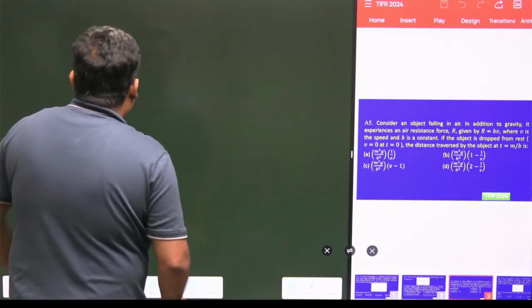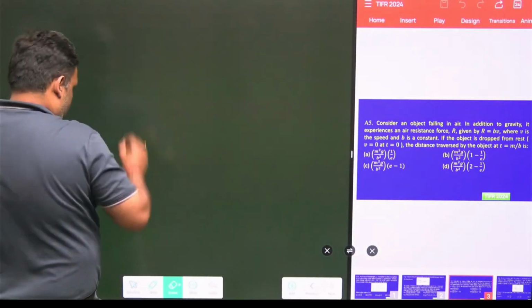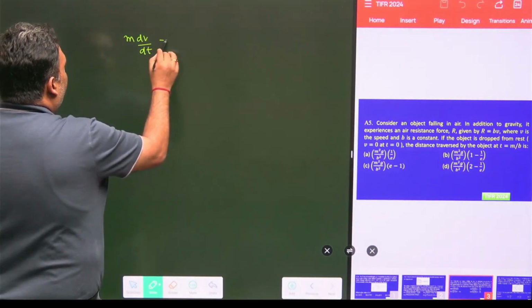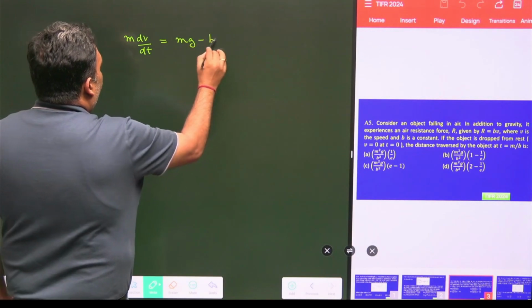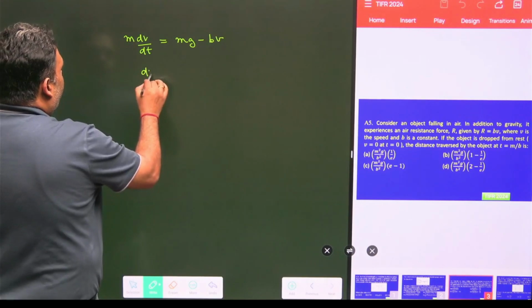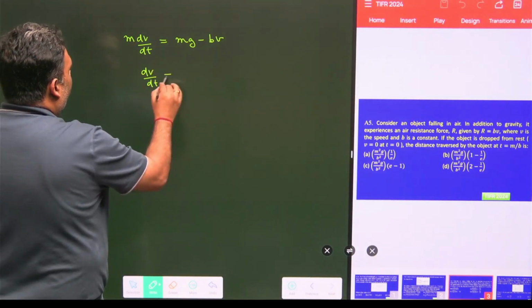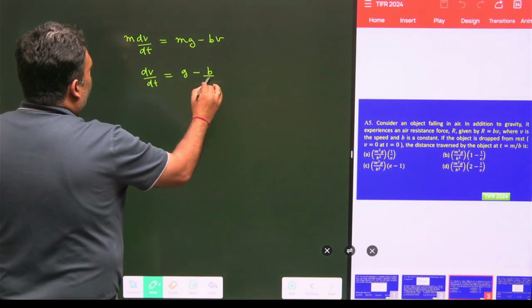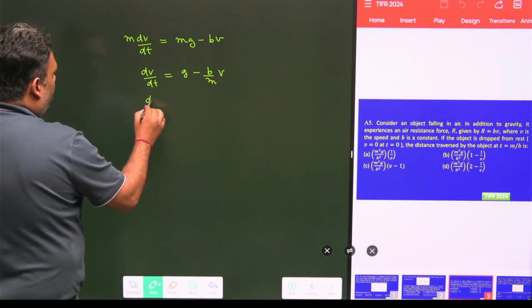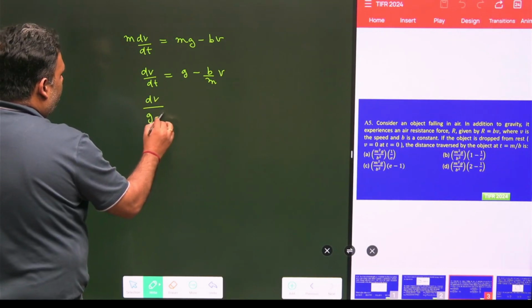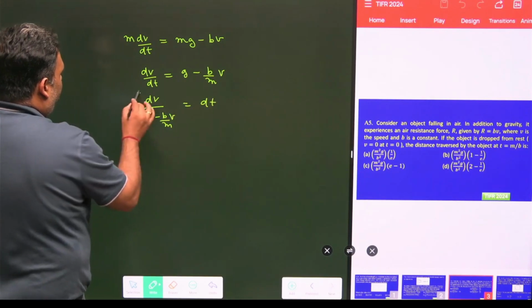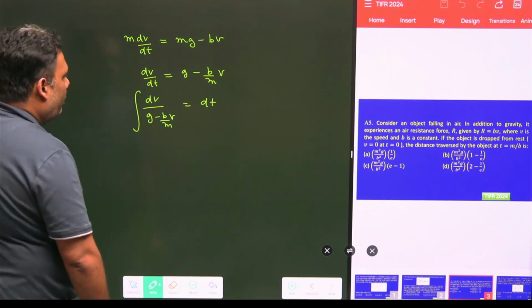So what is my equation of motion? My equation of motion is basically m dv upon dt is equal to mg minus bv. So this is my equation of motion for v. We can write dv upon dt is equal to g minus b by m v. And what is going to happen? We can put dv upon (g minus b by m v) is equal to dt, and we have to go for this particular integration.